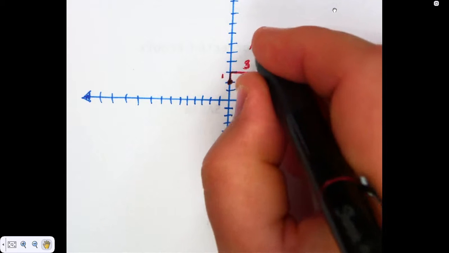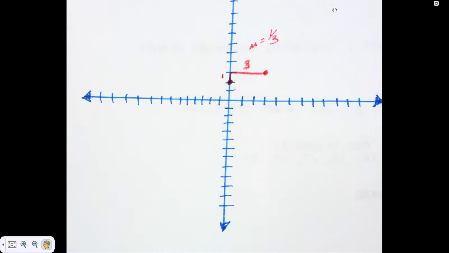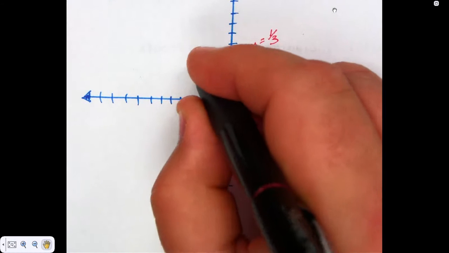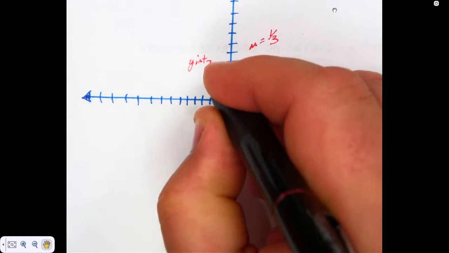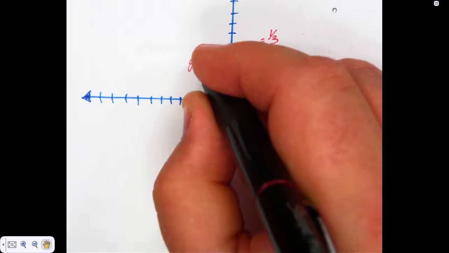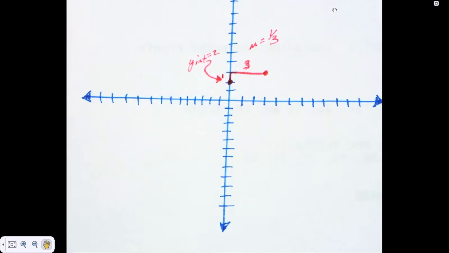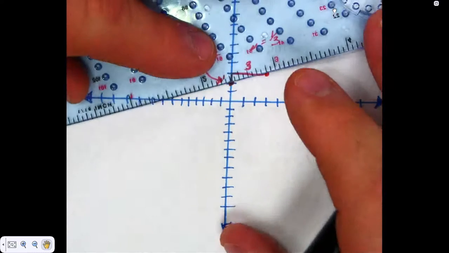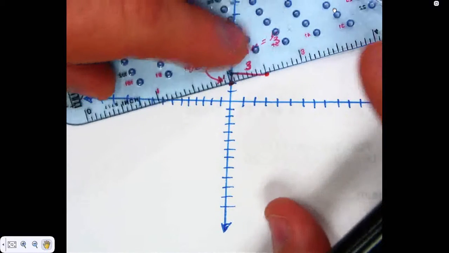See, I'm using slope equal to 1/3. Everybody see that? Everybody see how the y-intercept was right there at 2? Okay. Now, I did the second step. Now what do I do? What's the third step say? Connect the dots.